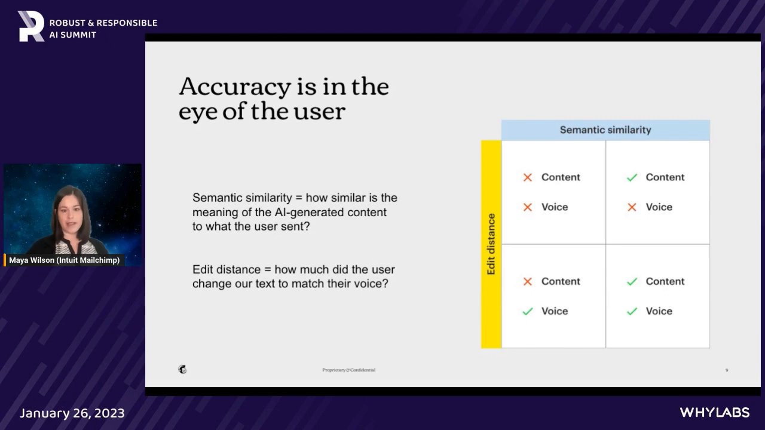So we aim to be in the bottom right quadrant: high semantic similarity, low edit distance. You can imagine some cases where, for example, the semantic similarity is high, but we got their voice wrong. So they changed a bunch of words in there to make it sound more like them, even if the content is accurate. And you can imagine the inverse scenario as well, that maybe we've not done a great job with the semantic similarity, but we got their voice right. So we watch these over time as a way to continually improve.